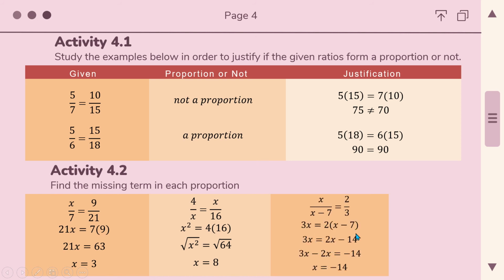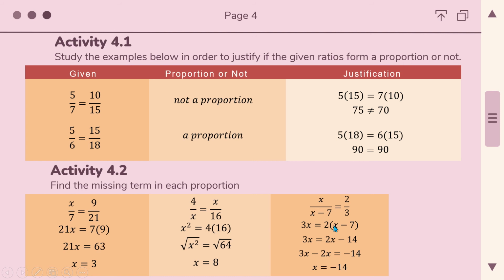Then, the third one, we have the proportion x over x minus 7 is equal to 2 over 3. So, first, we multiply x times 3, so 3x. Pwede ra gyapon mag-una ang x minus 7 times 2. There's no problem with that. But in my case, I first cross multiply x and 3. So, 3x. Then, 2 times x minus 7.